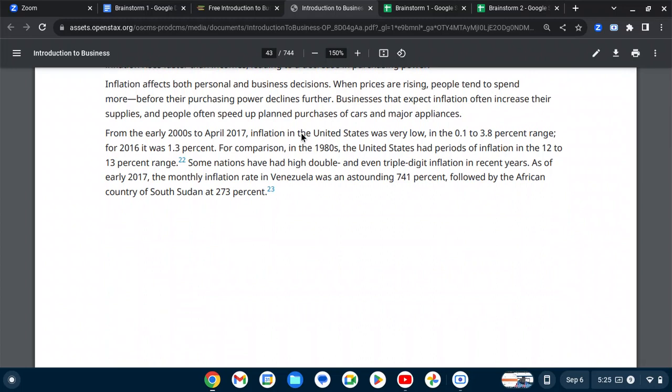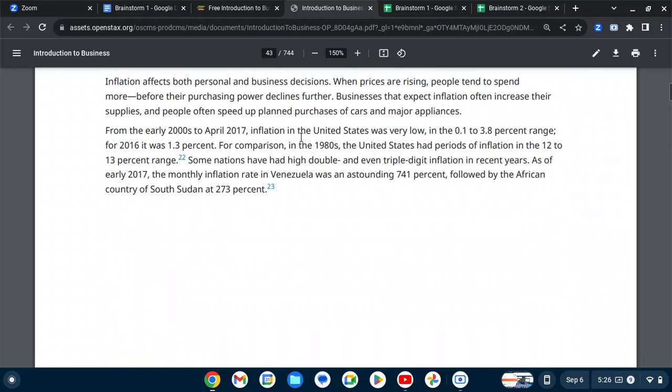From the early 2000s to April 2017, inflation in the United States was very slow, in the 0.1 to 3.8% range. For 2016, it was 1.3%. For comparison, in the 1980s, the United States had periods of inflation in the 12 and 13% range. Some nations have had high double and even triple-digit inflation in recent years. As of early 2017, the monthly inflation rate in Venezuela was an astounding 741%, followed by the African country of Sudan at 273%.